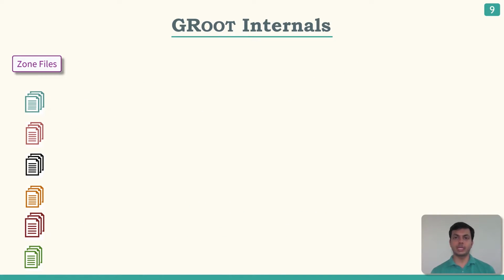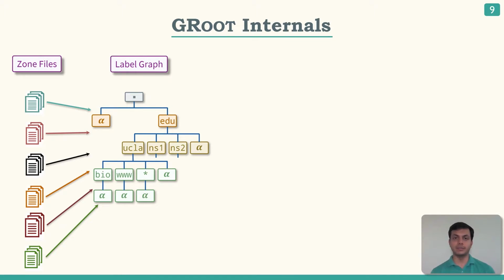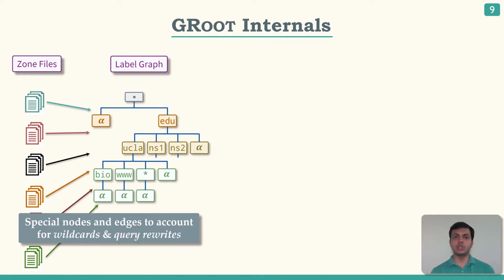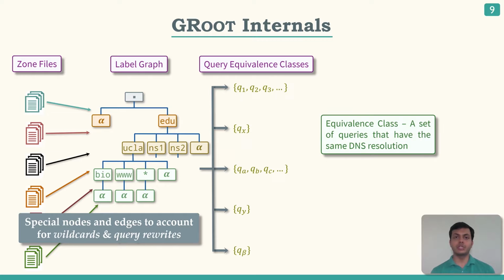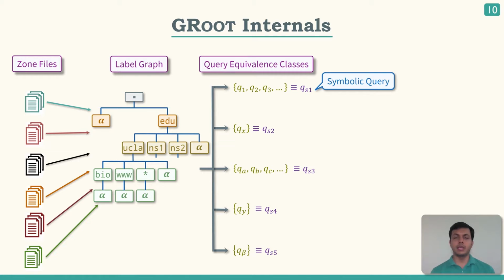GRoot first checks the zone files and constructs a graph which we call the label graph, which is basically the union of all the domain names found in the zone files represented as a tree. And we also add some special nodes and edges to account for the challenges that arise from wildcards and rewrites. Please see our paper for more details on these challenges. GRoot uses this label graph to generate query equivalence classes. A query equivalence class is a set of queries that have the same behavior in the DNS, and each equivalence class is represented by a symbolic query. A symbolic query is like a representative of that equivalence class, and these queries are symbolically executed.